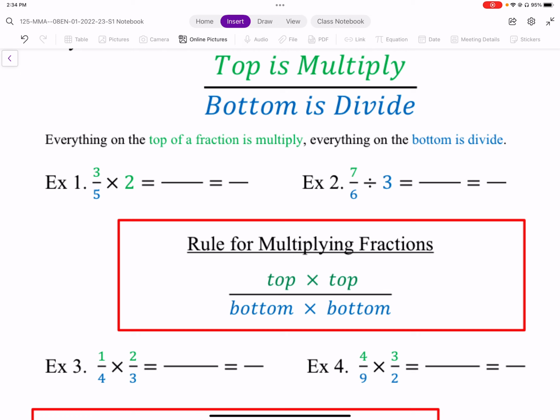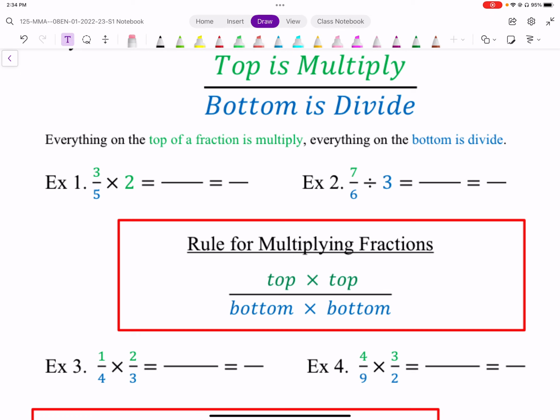So in this case here, we have our 3 over 5 times 2. Now, although we have the times 2 is not a fraction, we know that the times parts all go on top. So this really is just 3 times 2 on top, and then 5 on bottom. So we get 6 on top, 5 on bottom. The one thing you do not want to do is times the top and times the bottom.